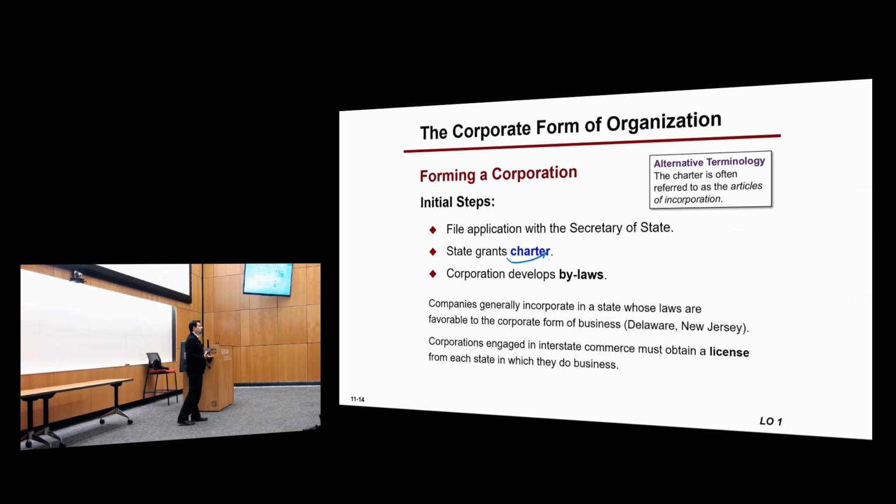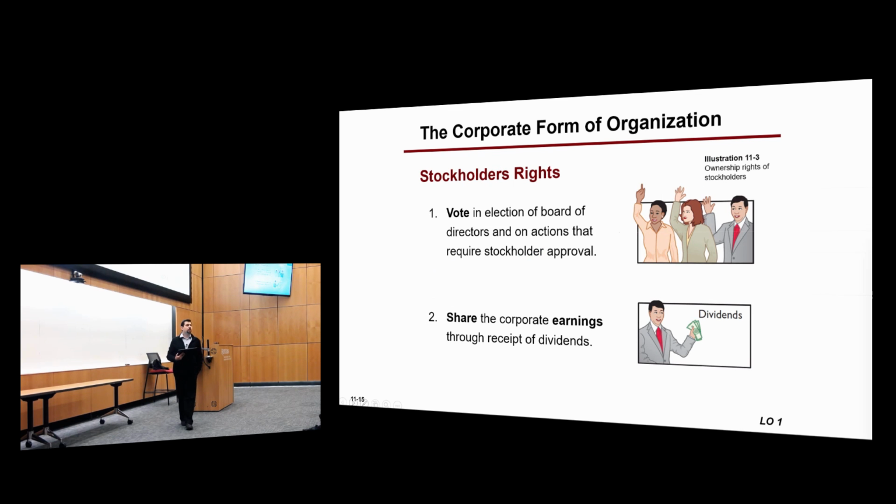Now, the charter and the bylaws also explain what the shareholders' rights are. So generally speaking, shareholders have the right to vote. They vote on the election of the board. They vote on the issuance of bonds, as you remember. Okay? They have the right to some of the company's earnings. This is dividends.